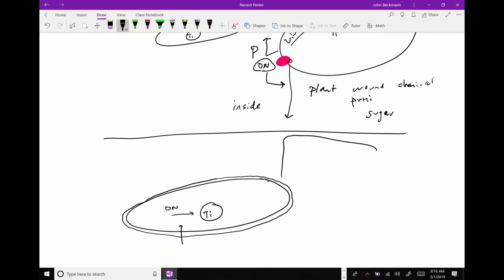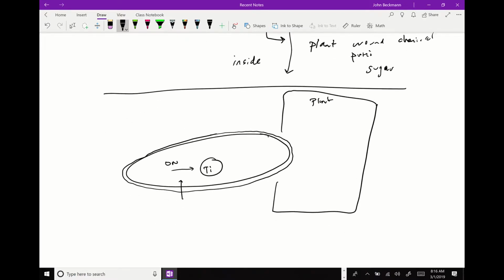Let's say it's already at the plant site. It has to insert its DNA. Right, and the DNA has to get out of the cell, right? So I've talked about this before, you have to have a programmed machine or way of getting this plasmid out and into the plant cell.